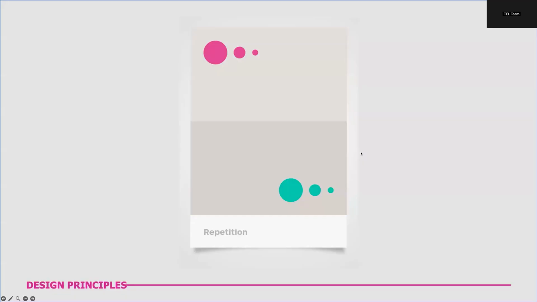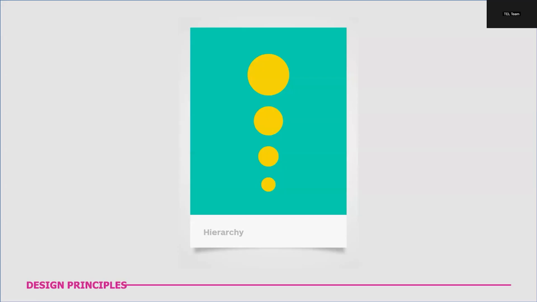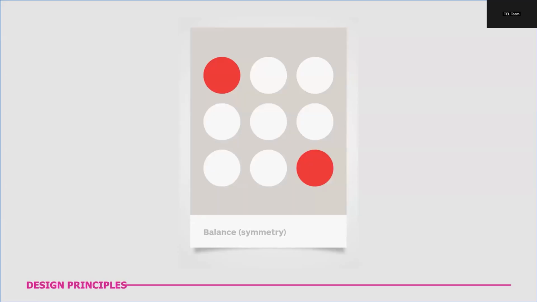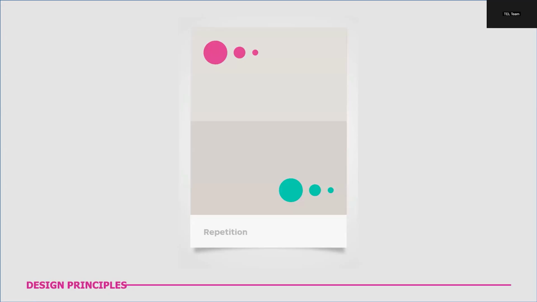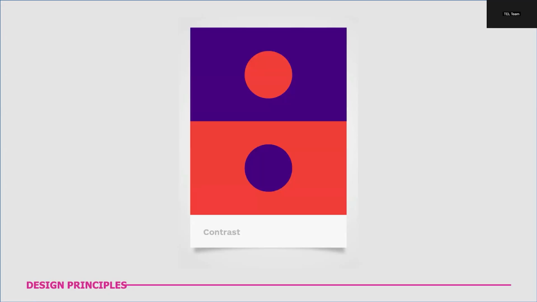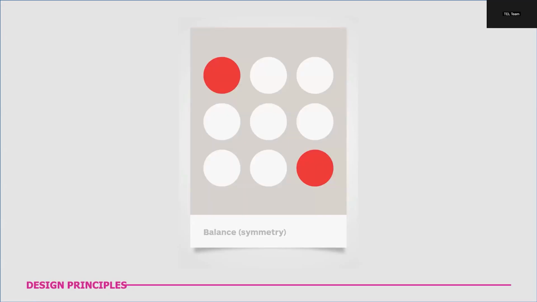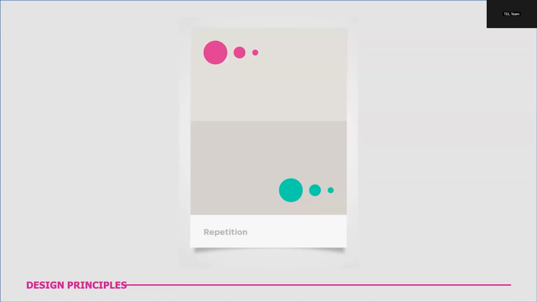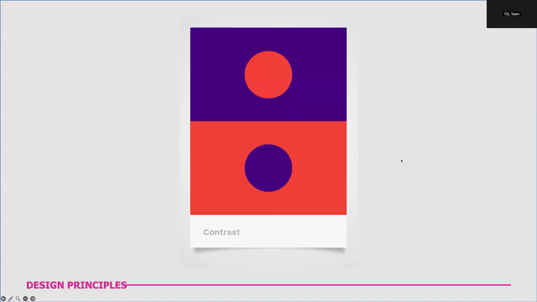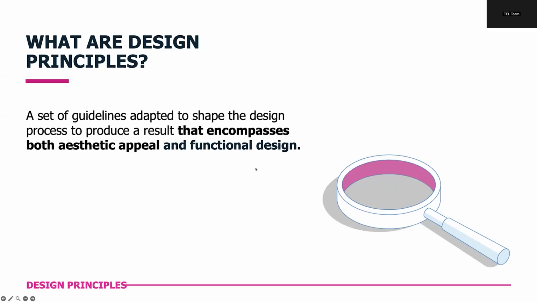So the design principles are kind of hovering over there in the animation: alignment, repetition, contrast, hierarchy, and balance or symmetry. And balance can also, I suppose, introduce tension to design. And when we're looking at all of these, we'll be talking about the various elements that comprise design, including white space and fonts and color and things like that.